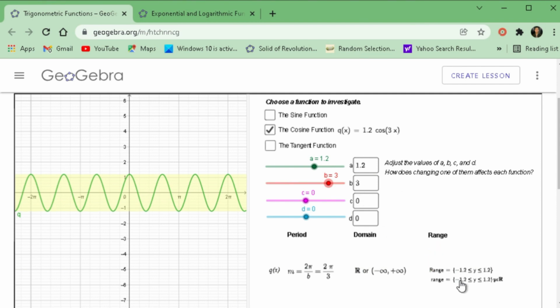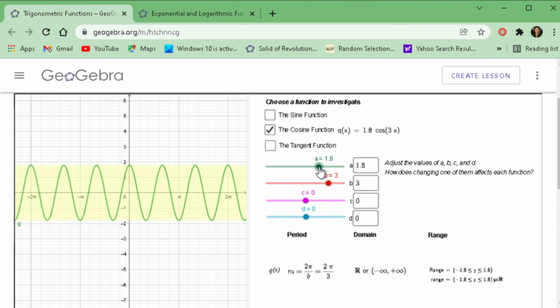For the range, by the way, hindi natin pinakita kanina no yung side. Balikan natin. For the range ng cosine function, you notice how are the values changing? Is it affected by the amplitude? Yes. So if I increase this one, nag-change siya. So the range is this one. Y is less than or equal to 1.8 but greater than or equal to negative 1.8. So it's based from the amplitude.